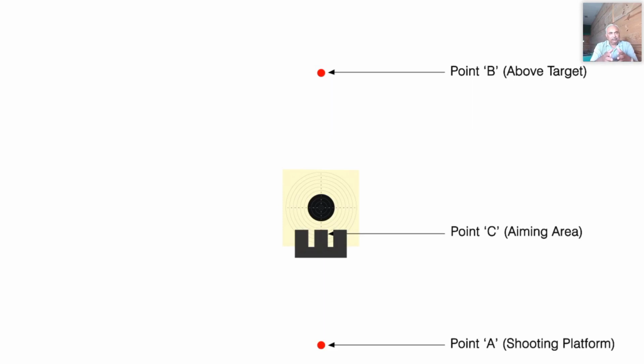Now, point A, the shooting platform, is common to every shooter. Point B may vary from shooter to shooter. Some people prefer point B very high above the target. Some people prefer it very close to the target. Whichever way, it's not important. What's important is A to B to C, and then from B, the sights come into the aiming area. So the aiming area is common, and point A, the shooting platform, is common. B may vary. Once again, I'll show it to you once more.